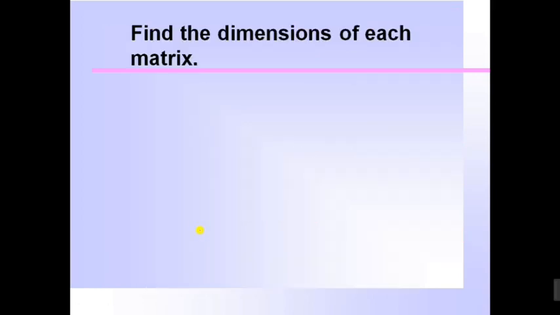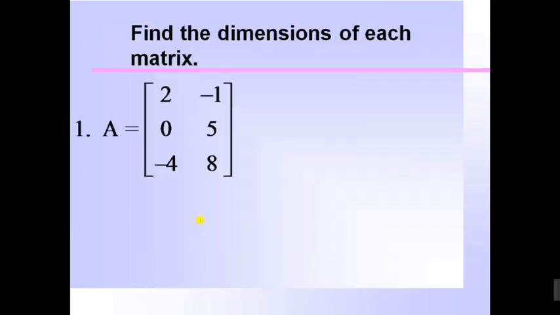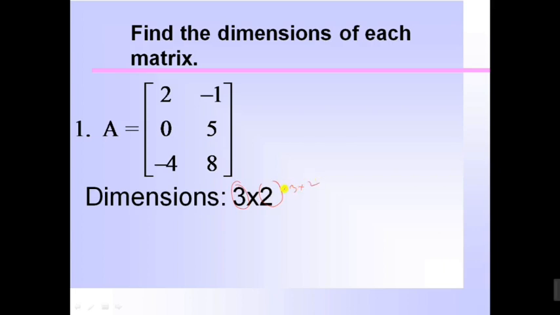Find the dimensions of each matrix. So if I ask you some questions, this is A, you find the dimensions of this matrix. Now you look at the number of rows. Here there are 3 rows and there are 2 columns. So hence the dimension will be 3 cross 2.